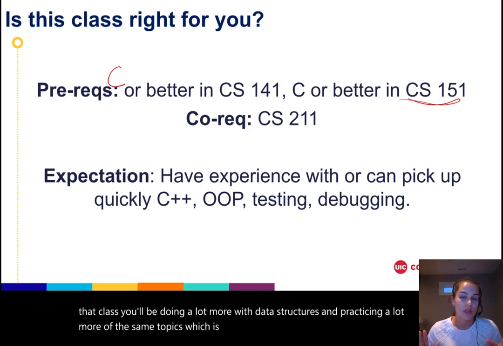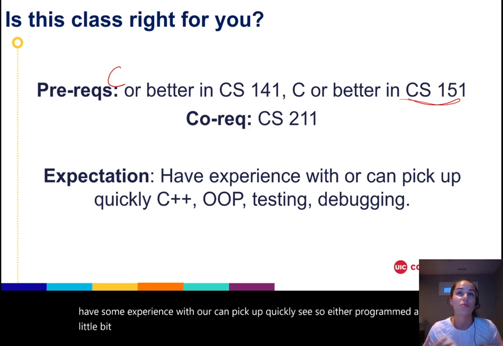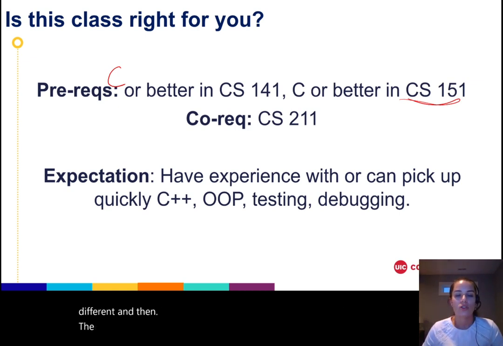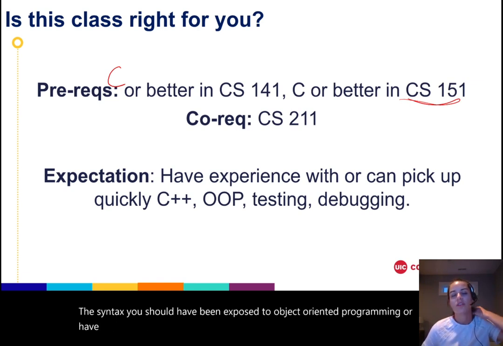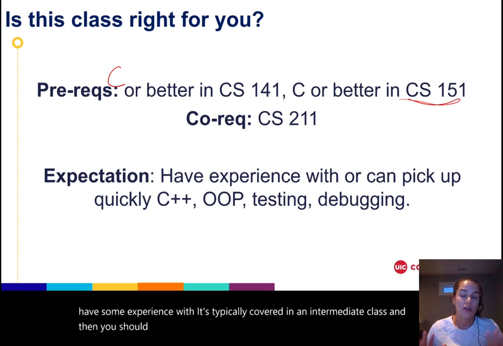So what does this mean? So you should have some experience with or can pick up quickly C++. So either you programmed a little bit in it, or you've programmed a lot in something else, and so transitioning to another language is just a matter of learning the different quirks and then the syntax. You should have been exposed to object-oriented programming or have some experience with it. It's typically covered in like an intermediate class. And then you should have lots of experience coding, testing and debugging.